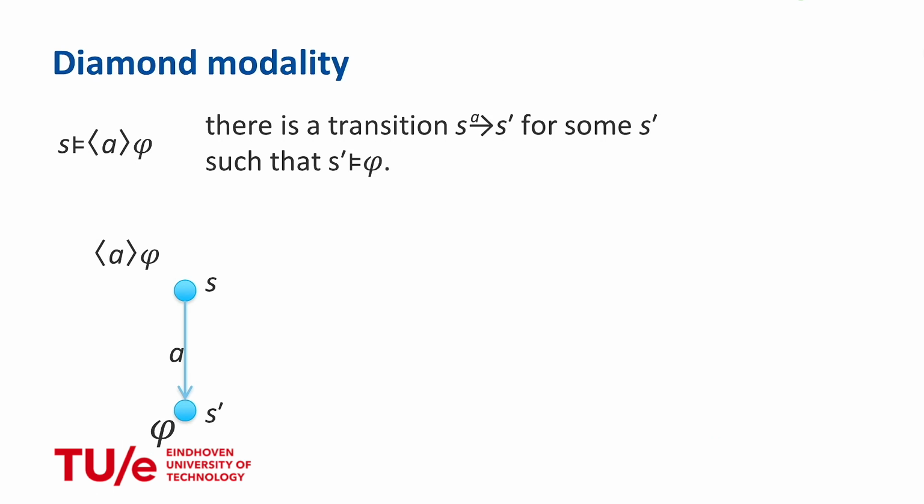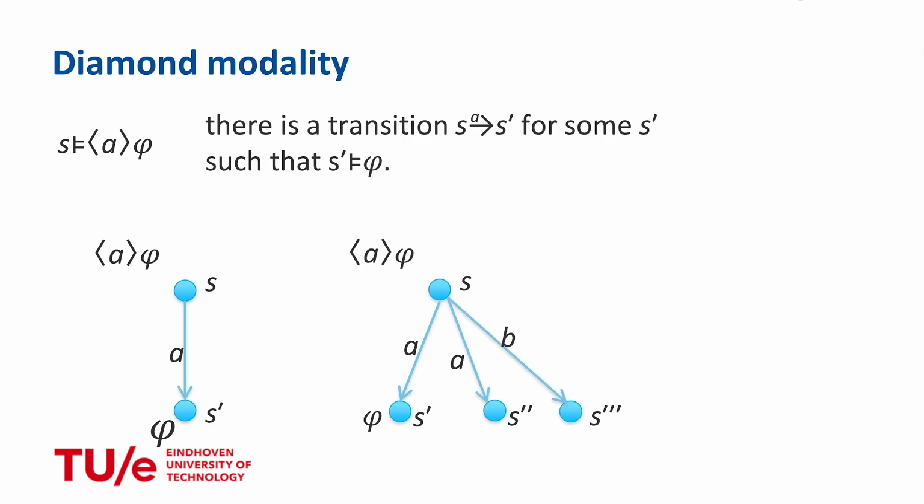And it can be more complex. We can have a state with an outgoing A to a state where phi holds, and then already diamond A phi is valid, but there can also be more outgoing A transitions to states of which we have no idea whether phi is valid, and there can even be outgoing transitions labeled with other actions than A, for instance B, and they are of no concern for our modality diamond A phi.